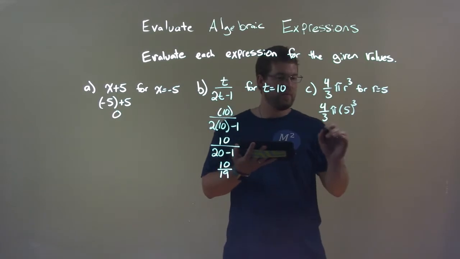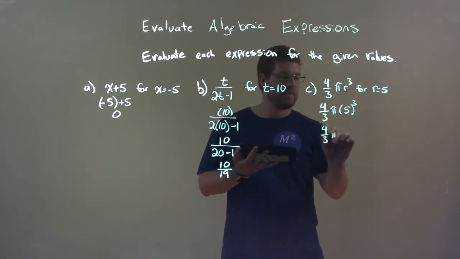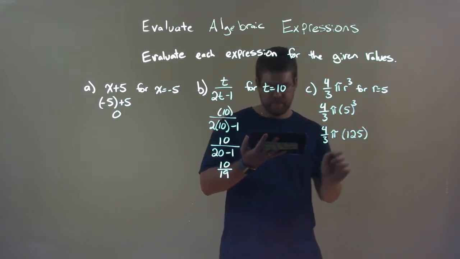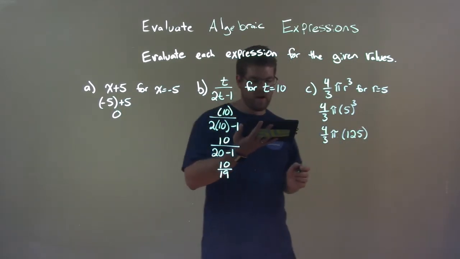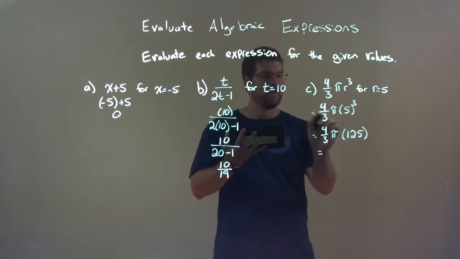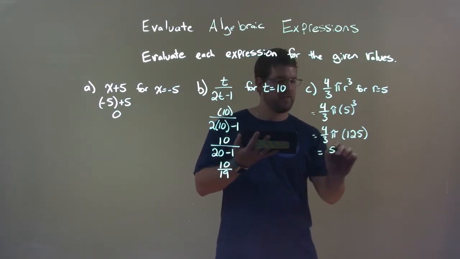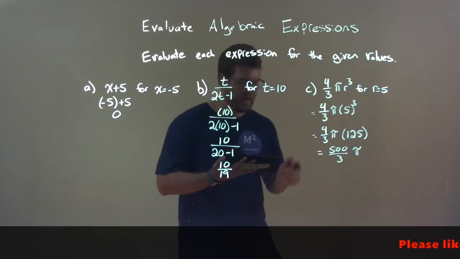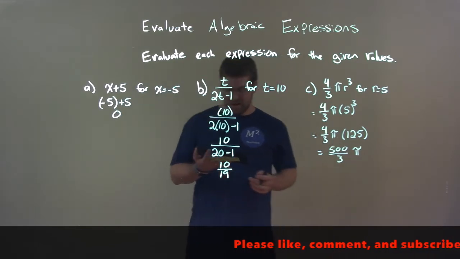Well, 5 to the third power is 125. And then 4 times 125 is 500. So we have here 500 over 3 pi. And 3 does not go into 500. And so we're done there.